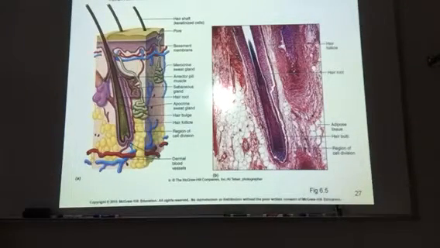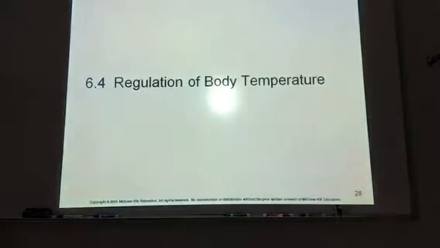Diagrams, we've looked at those. Make sure you study those. And we'll move on to body temperature next.